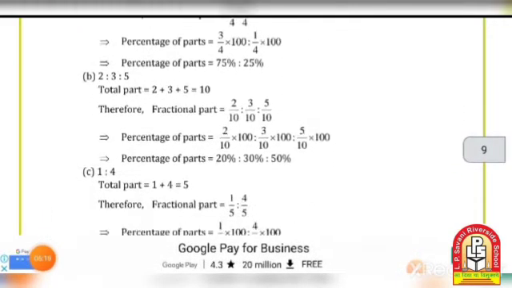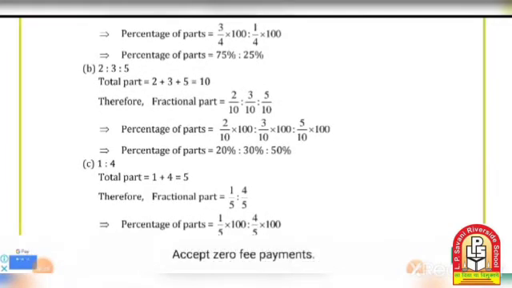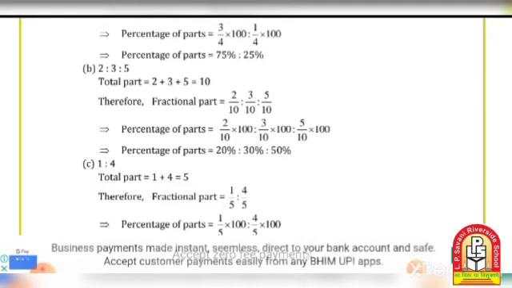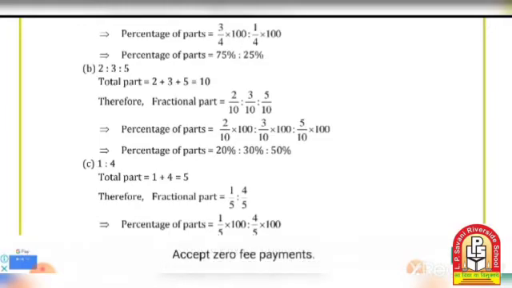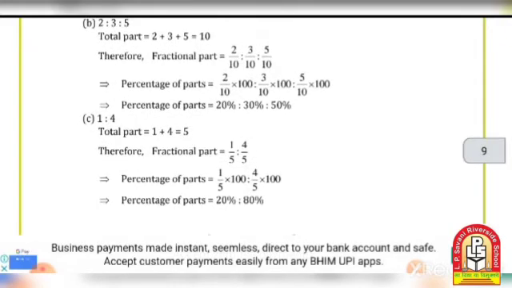Here the total parts are 2 plus 3 plus 5, that is 10. So 2 upon 10, 3 upon 10 and 5 upon 10 are the fractions of the parts. So 2 upon 10 multiplied by 100, 3 upon 10 multiplied by 100, and 5 upon 10 multiplied by 100. In this way we get the percentages 20%, 30% and 50%.